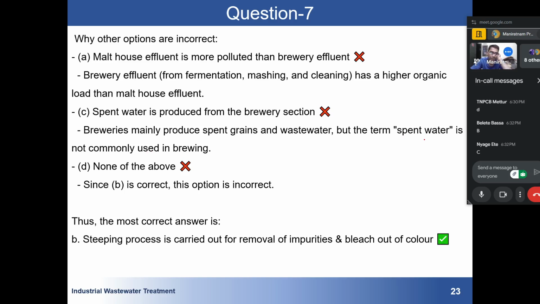Okay, now I hope you remember these are some specific industrial terms. The term spent is not generally used for the brewing industry.